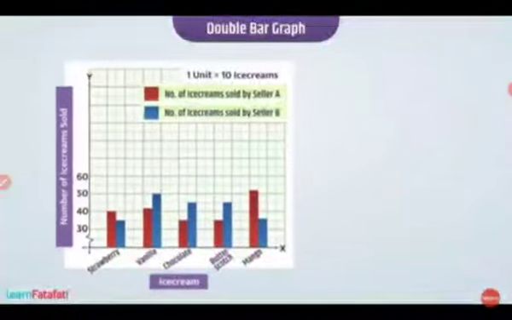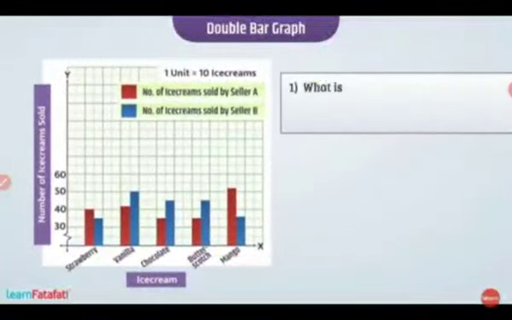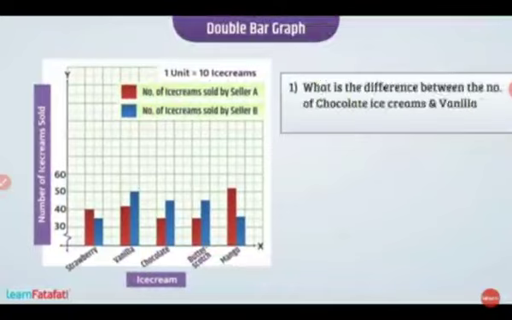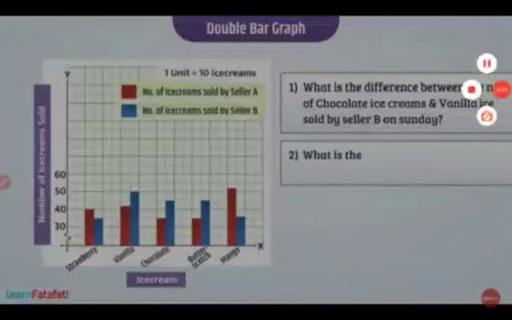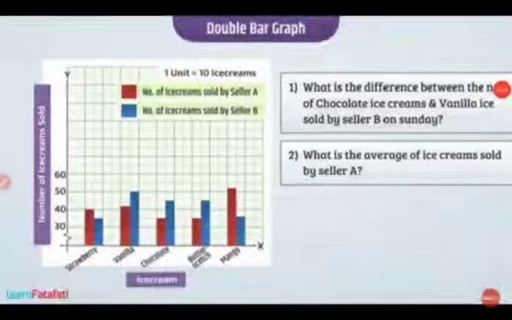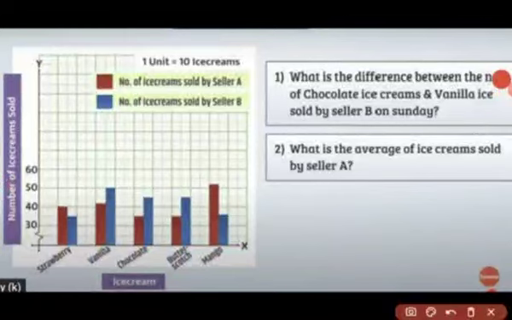Now, try to find the answers of the following questions using this double bar graph. What is the difference between the number of chocolate ice creams and vanilla ice creams sold by seller B on Sunday? What is the average of ice creams sold by seller A? I hope you can. So answers for these questions, it's easy. Let's answer this and move on to the next example.